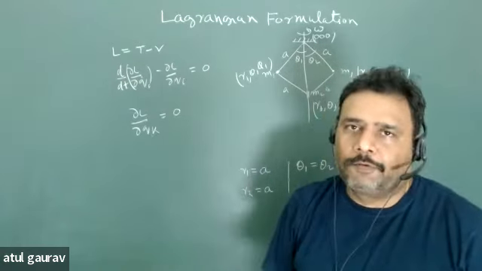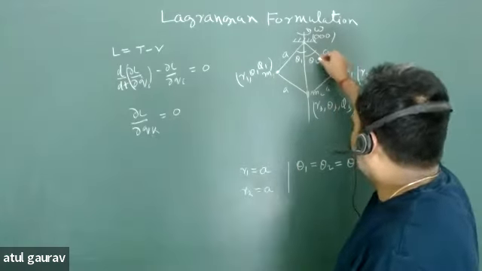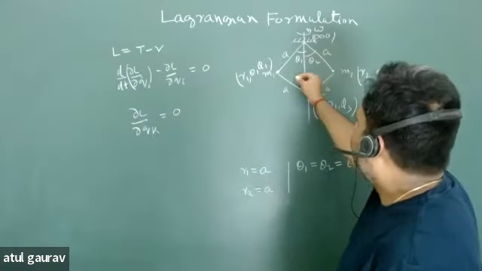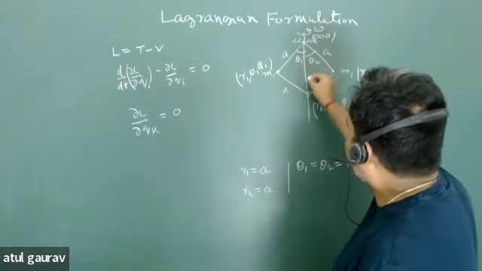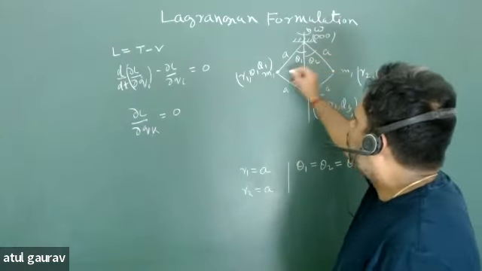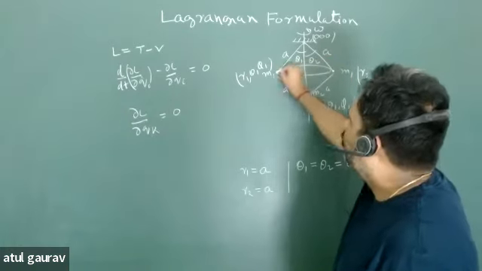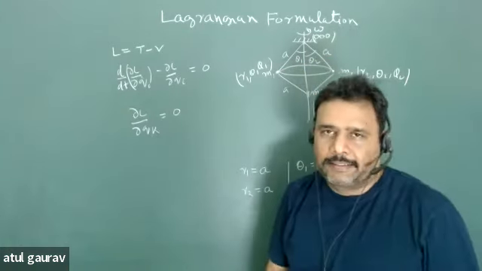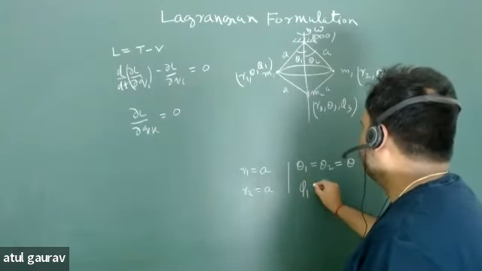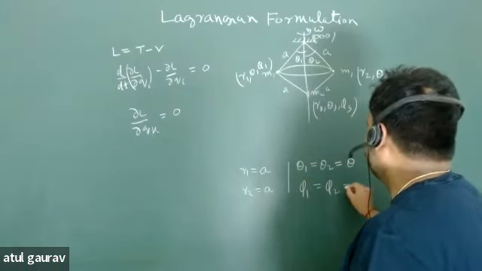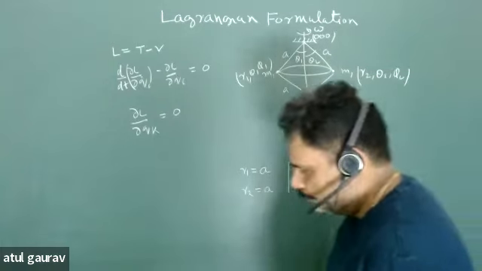So there are two types of angular variation. One is about the Z axis: this θ1 and θ2 is measured from the Z axis, and the other is that you can rotate about your Z axis. So can I again say that phi1 is equal to phi2 is equal to phi?